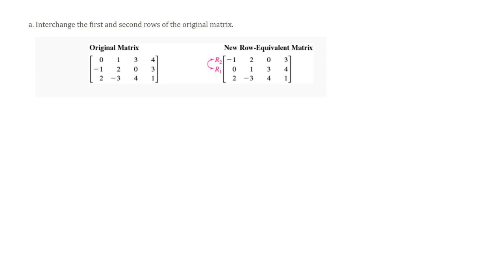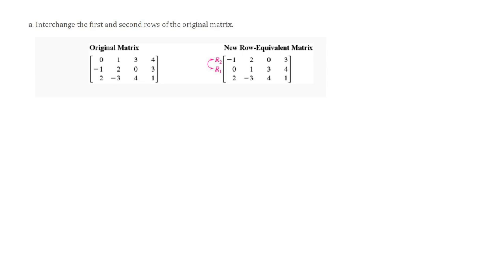Let's say that I have this original matrix here. This matrix has 3 rows and 4 columns. This is a 3 by 4 matrix. If I was looking at these 3 rows, this is row 1, row 2, and row 3.